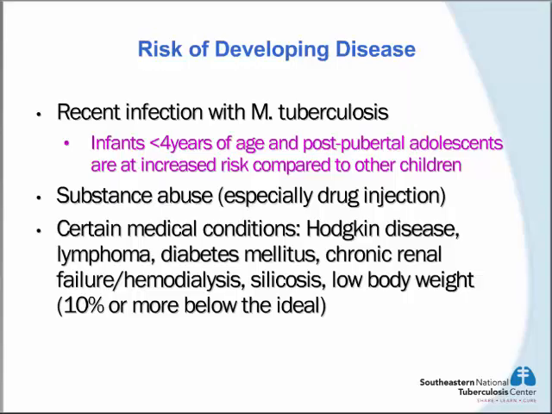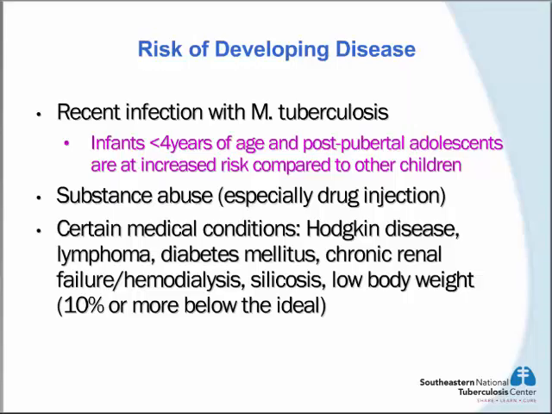We already discussed that the rate of the risk is 5% in the first couple years of life. However, in this group, the infants less than 4 years of age and the postpubertal adolescents are at increased risk compared to the general population. And this is due to their immune system. In the infants, it's usually because of immaturity of their immune system.